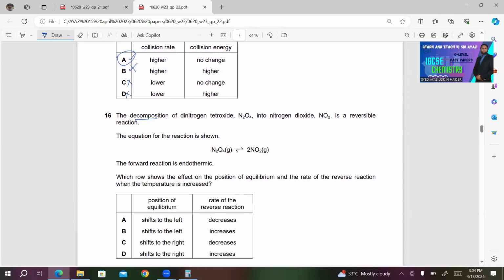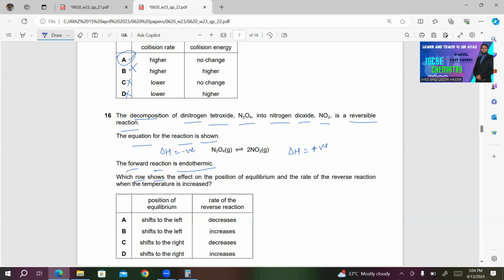Number 16. The decomposition of dinitrogen tetroxide N2O4 into nitrogen dioxide NO2 is a reversible reaction. The equation for the reaction is shown. Here's the reaction equation: N2O4 gas gives 2NO2 gas. The forward reaction is endothermic, so delta H is endo in the forward direction. So in the backward direction, it must be exo. Delta H is equal to minus.